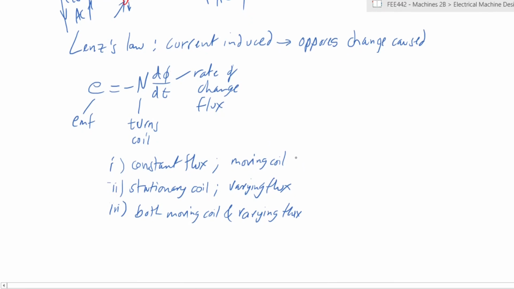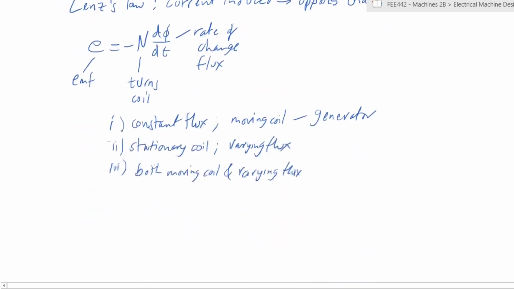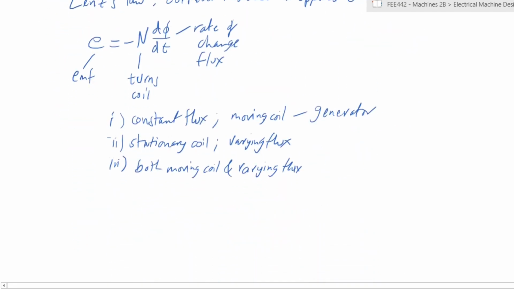By that method, if you have constant flux and a moving coil, you will create a generator. If you think about it, similar to what we described when we were talking about synchronous generators, you had a field in the form of a DC that was being rotated inside a stator. So in that particular case, it could be looked at as your flux does not change, but there's a relative motion between the coil and the field. So then you have a generator.